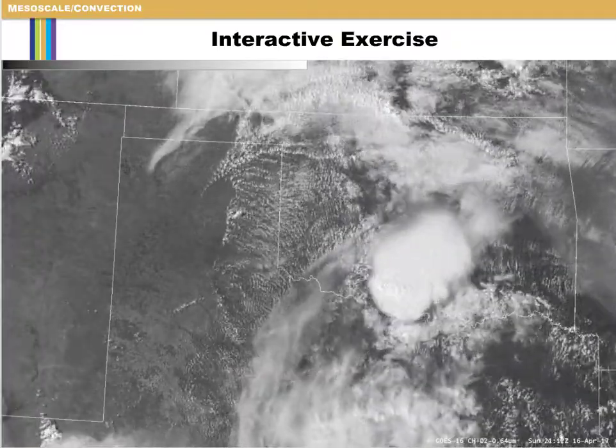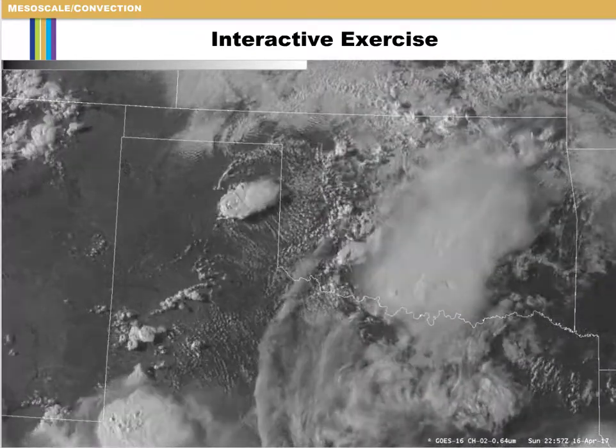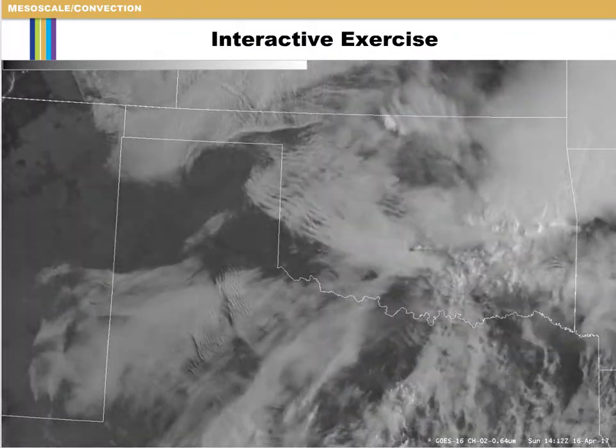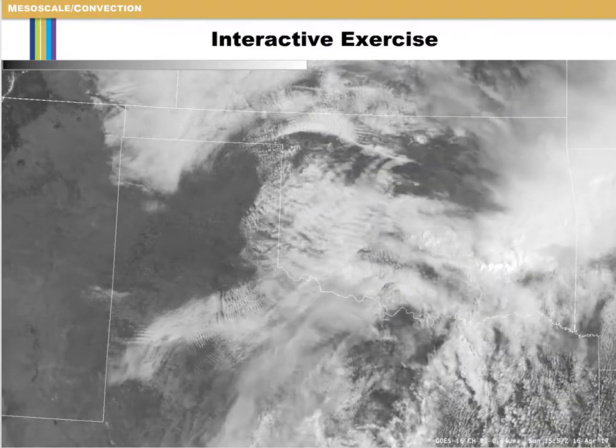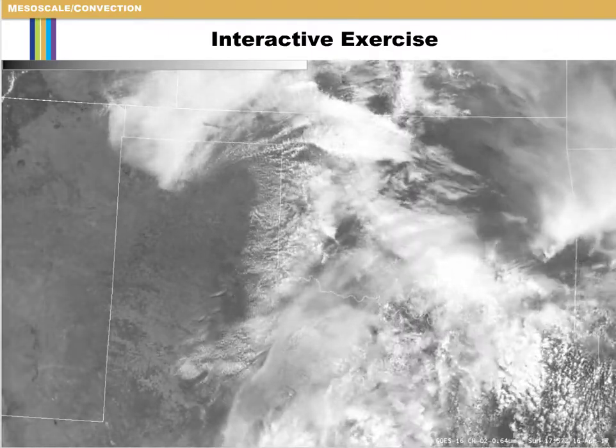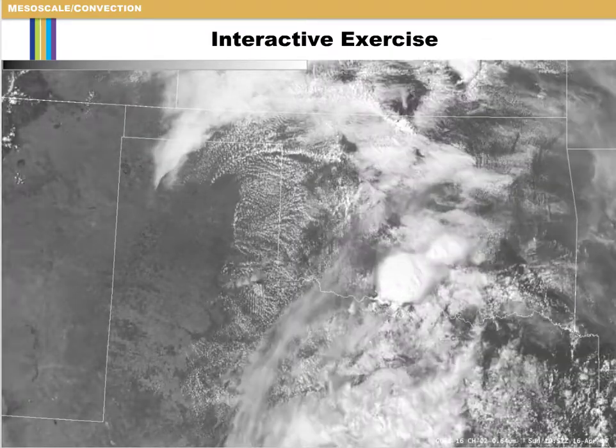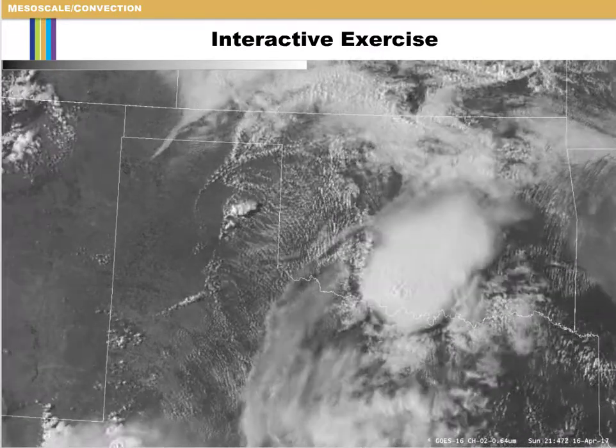Time for an interactive exercise. Your task is to see what cloud features previously described you can identify in this GOES-16 visible animation. I'll give you some time for analysis, and the answer will be provided on the next slide.